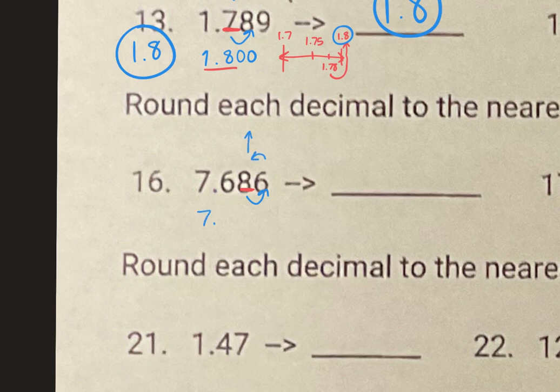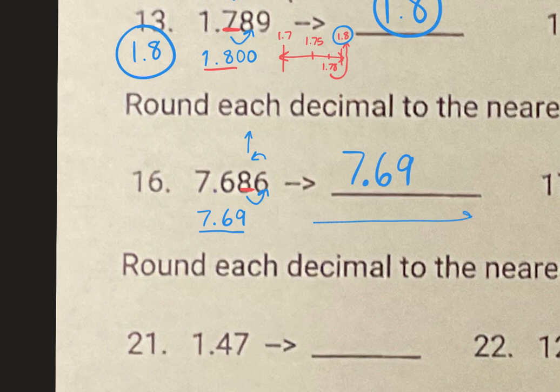So my new number becomes 7 69/100ths. And then that 6 really becomes 0, but you do not have to include that. Your final answer can be 7 69/100ths. So we've rounded to the nearest hundredth place.